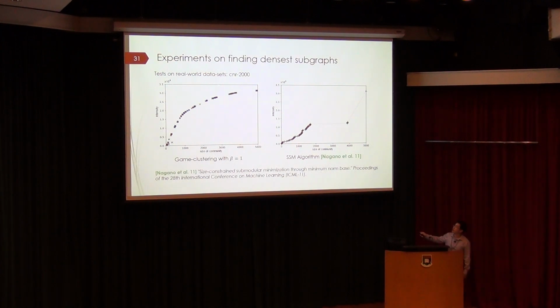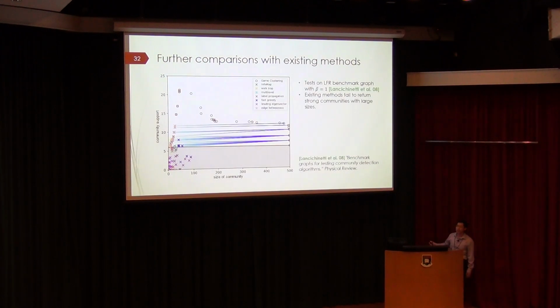So this is a result on this data set. And our problem is to find densest subgraph. So subgraph that are dense, that has many edges. So with beta equal to 1, then we are able to find many more dense subgraph compared to the existing method. Now finally, we also compare with many well-known clustering algorithms on graph, Walktrap, Infomap, and FastGreedy and all this.